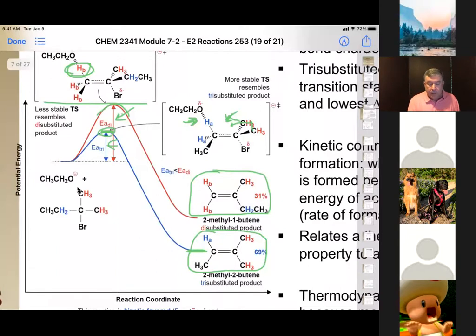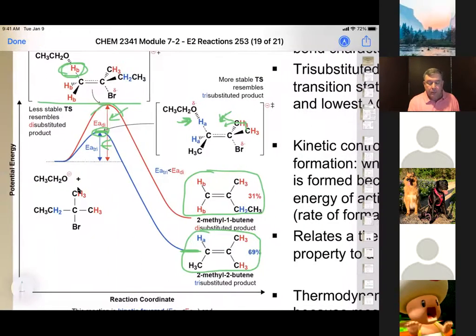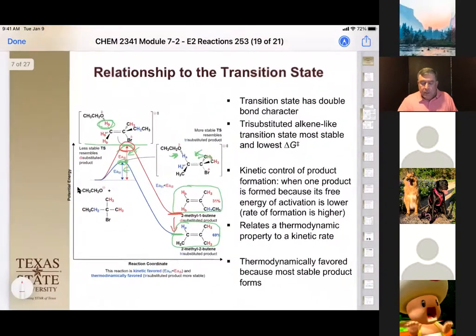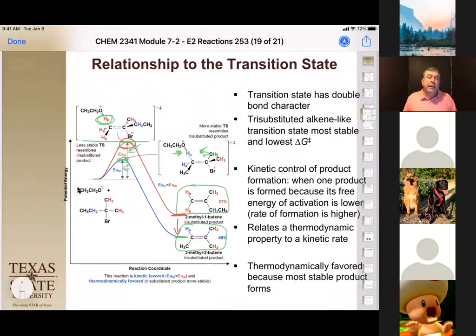Now, in this one over here, it's not the kinetic product because it had the higher activation energy. And it's also higher in energy than the other product, so it's not the thermodynamic product either. It just happens to be that it took one of the other hydrogens, the less stable hydrogen, because it had enough energy to create that higher energy product. So it's all about the transition state and that activation energy.